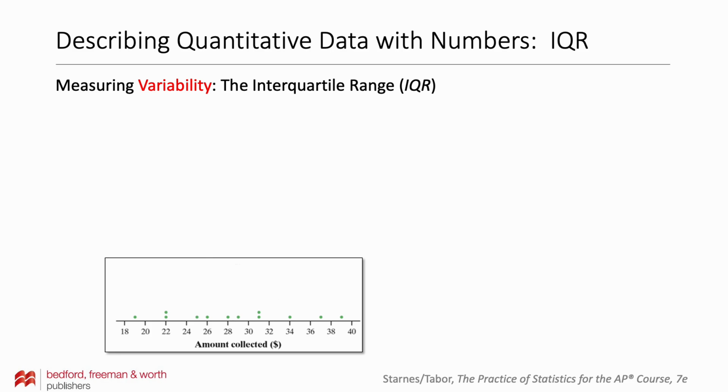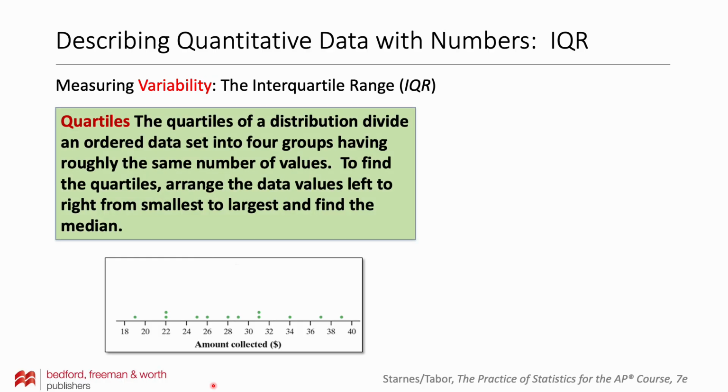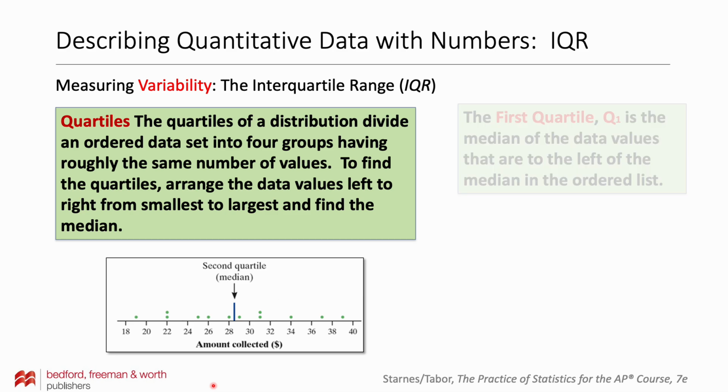Now, measuring variability using the interquartile range. So we remember how to do a dot plot, and first we need to remember what the quartiles are. The quartiles of a distribution divide an ordered data set into 4 groups having roughly the same number of values. To find the quartiles, you're just going to arrange the data values from left to right, from smallest to largest, and then find the median. Then you're going to find the median of the lower data and then the median of the upper data in reference to that median.